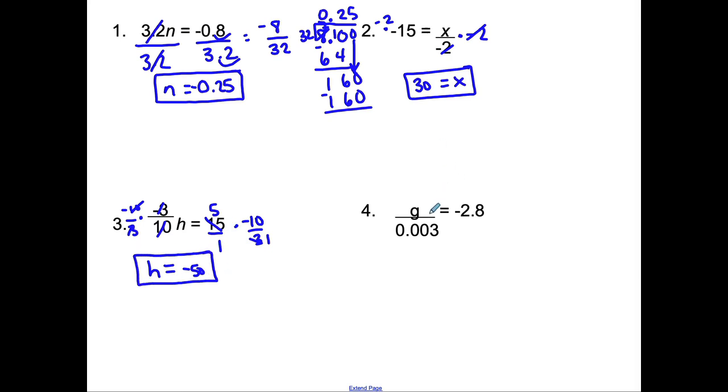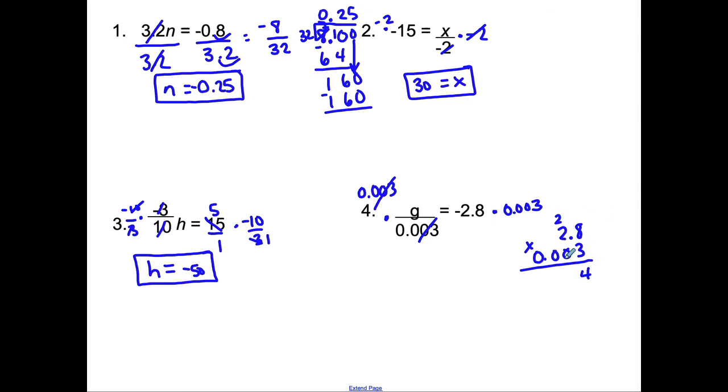And my last one, g divided by 3 thousandths equals -2 and 8/10. So I need to multiply both sides by 3 thousandths. Okay. All right, so I'm going to do this problem off to the side. I'm going to put 2 and 8/10 on the top because it is the one that has the most digits that are not zeros. Zeros at the front, zeros at the end make it different, but zeros at the front of a number don't. Okay, 3 times 8 is 24.